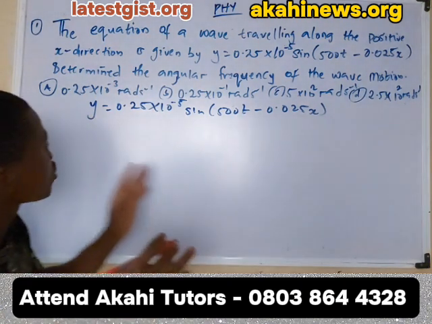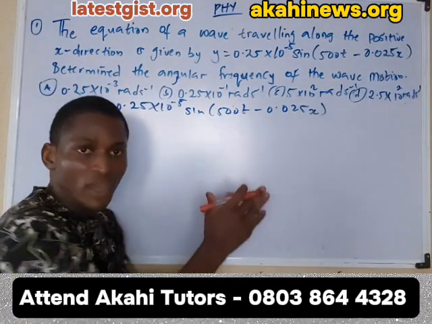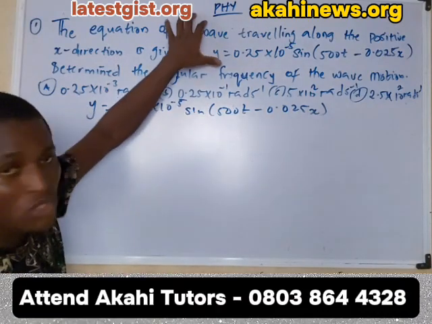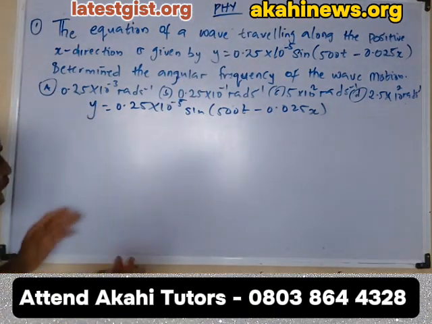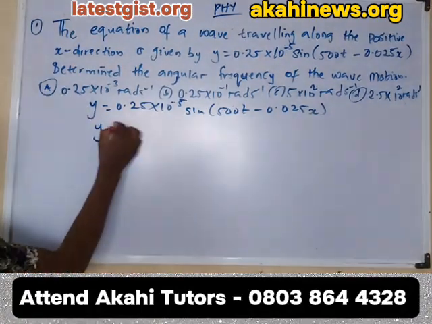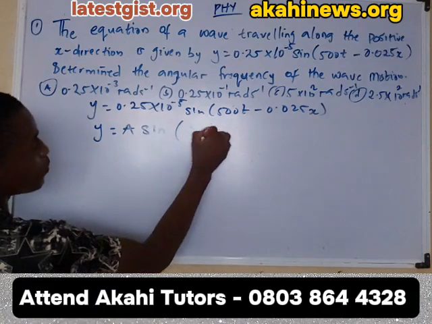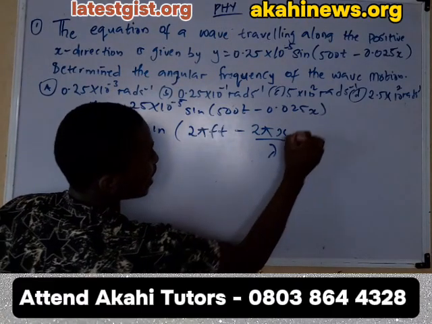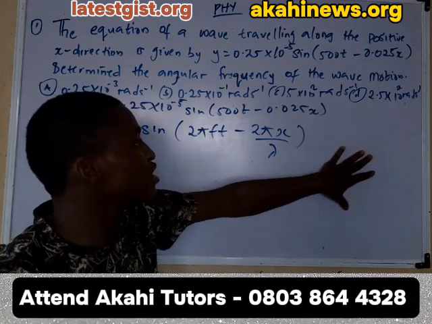If you see a question like this in physics, you don't need to do anything else. What they want you to do is just compare it with the general wave equation. As a physics student, as far as waves are concerned, you must know the general equation of wave, which you will all agree with me is y is equal to a sine bracket 2 pi ft minus 2 pi x all over lambda close bracket. This is the general wave equation that as a physics student you must know.